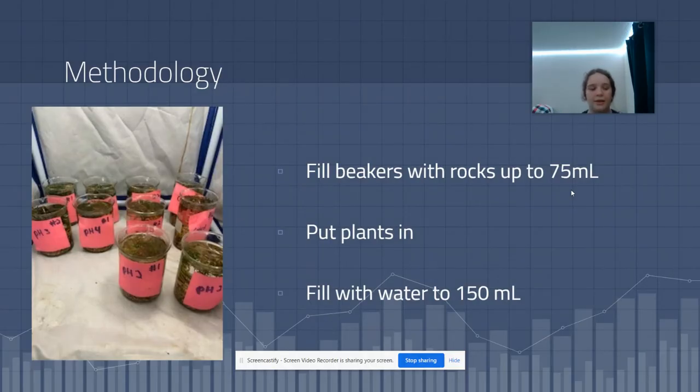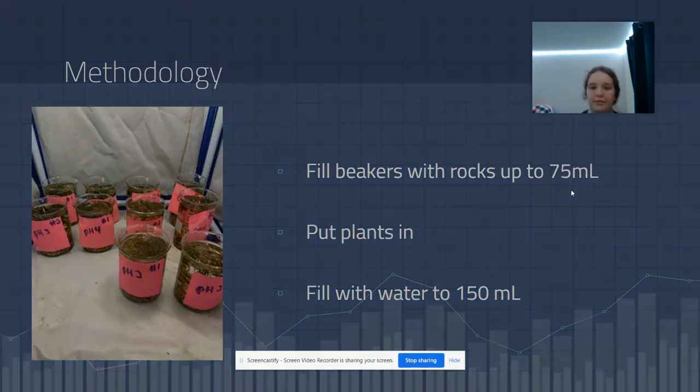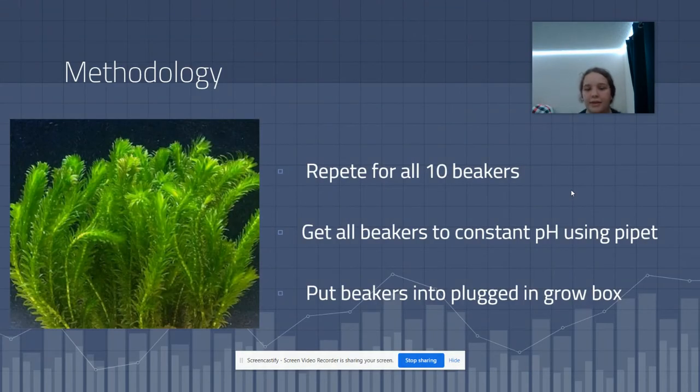First, I start by finding the initial biomass of all of my plants. After that, I fill up all 10 beakers with pebbles to the 75 milliliter mark. Then I carefully put 2 plants in. Then after the plants and pebbles are in the beakers, I fill it up with water to the 150 milliliter mark. Then I repeat those steps for all 10 beakers.